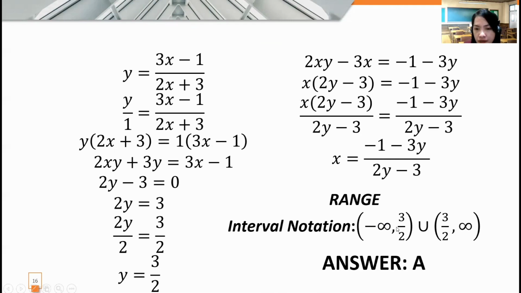Ang domain is negative infinity, negative 3 halves, then negative 3 halves to positive infinity. Ang range naman ay ito, the union of these two sets. The answer is letter A.